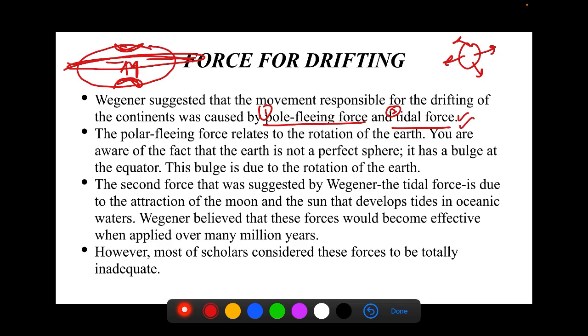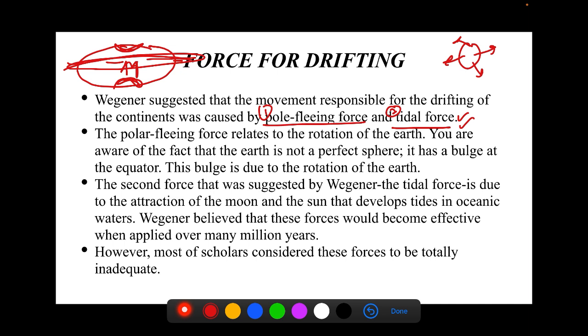And number two is the tidal force. We have all heard of this force. This comes from the attraction of the sun and the moon. So the pole fleeing force relates to the rotation of Earth. You are aware of the fact that Earth is not a perfect sphere. It has a bulge at the equator. This bulge is due to the rotation of Earth.